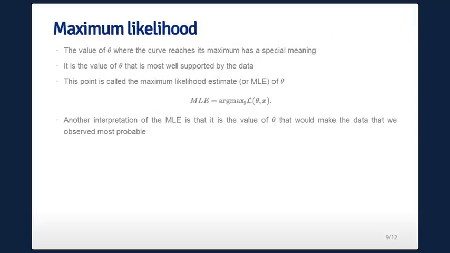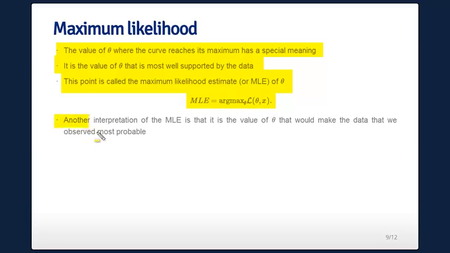Okay, so let's discuss maximum likelihood a little bit more. The value of theta where the curve reaches its maximum is the so-called maximum likelihood estimator. So it is the value of the parameter that is most well supported by the data given the likelihood. It's called the maximum likelihood estimator, or MLE. So we could just define the MLE as the argmax of the likelihood over theta.